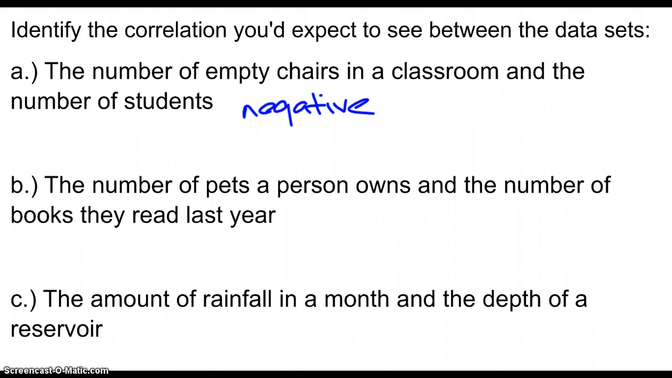All right. Letter B, the number of pets a person owns and the number of books they read last year. Those two things are completely unrelated, so we would expect no correlation. And lastly, the amount of rainfall in a month and the depth of a reservoir. Well, as the rainfall increases, the depth of the reservoir would also increase. So this would be a positive correlation.